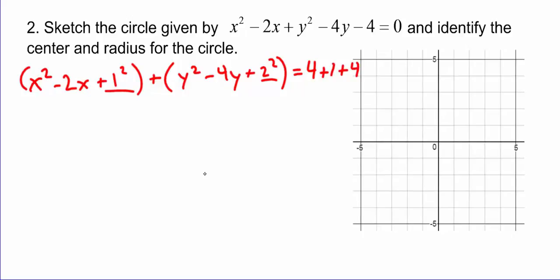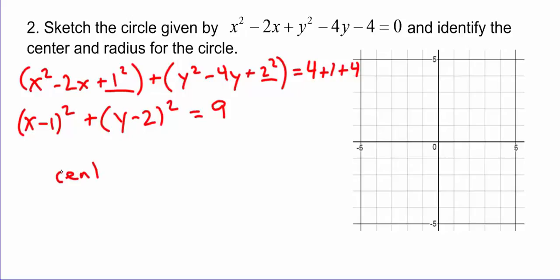That balances my equation. All right, so the first one, x minus 1 squared plus y minus 2 quantity squared equals 9. Okay, now this problem says to identify the center and radius. It also says to sketch, but it kind of makes sense to do the center and radius first, I think. So our center, we can see it, it's h and k, so it's 1 and 2. The radius would be the square root of 9, or just simply 3.